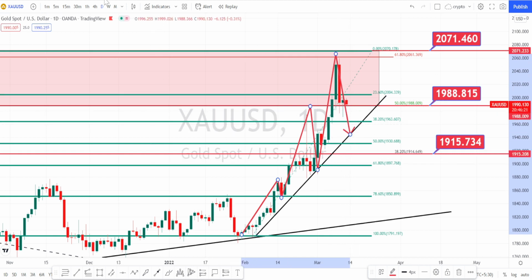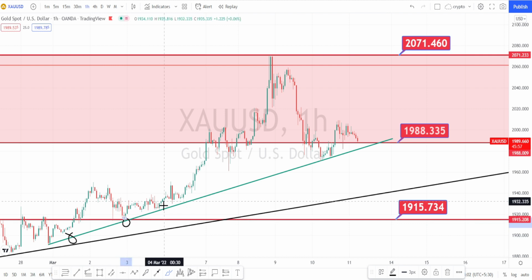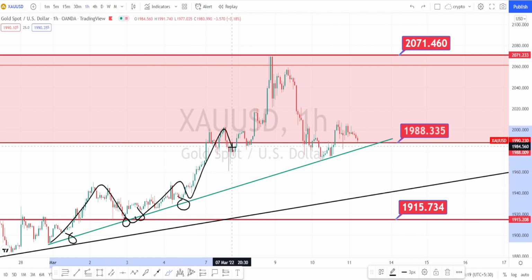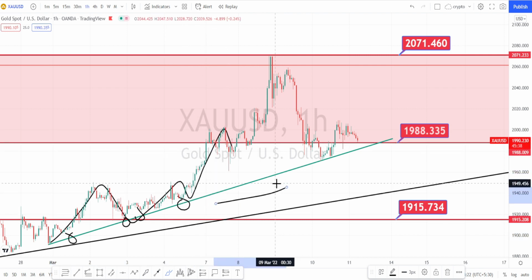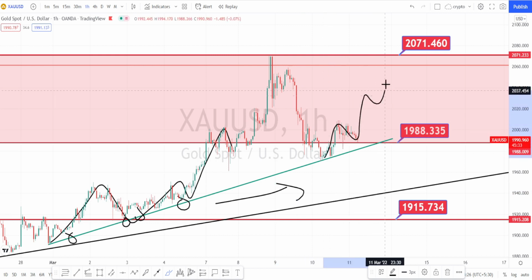Let us do the analysis in the hourly time frame. So I am in the hourly time frame now. Here in the hourly time frame also I have drawn the same support line or trend line. It is continuously trading above this trend line or support line. As long as the price action is trading above this trend line, we can expect the bullish trend to continue in the hourly time frame.